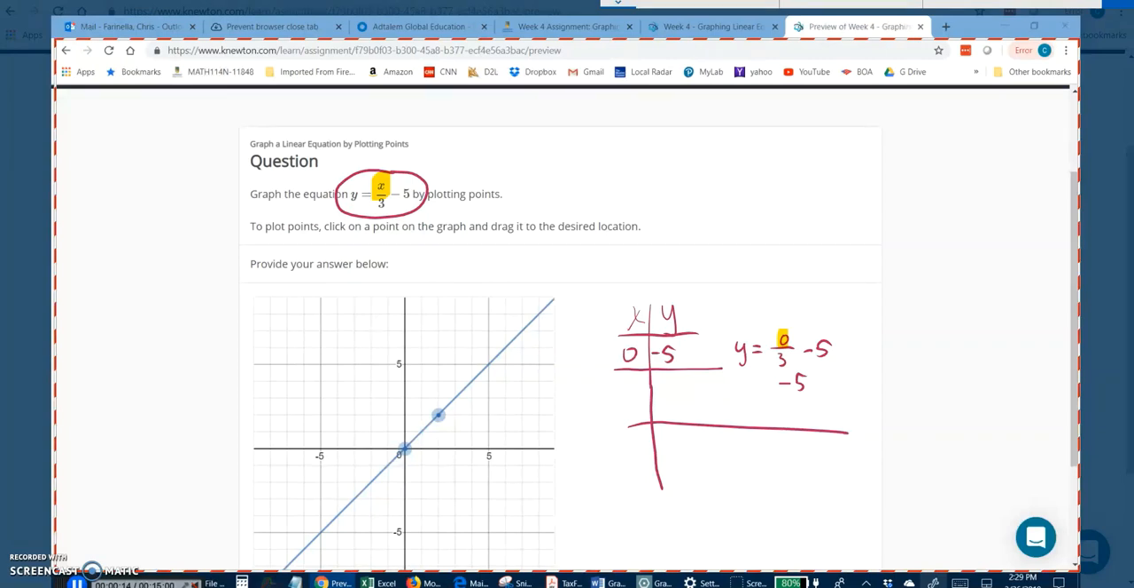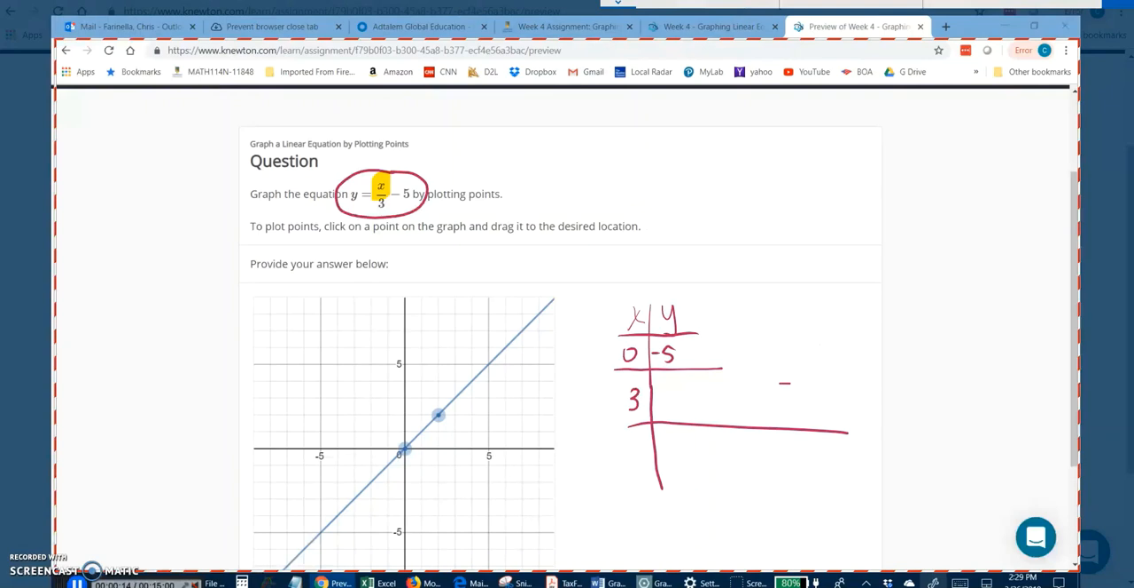To get a second point, we could plug in x equal 1, but I don't want to deal with fractions. I would end up with 1/3. So let's plug in a value of x that will make the fraction go away. What will work there is if we let x equal 3. So let's plug in 3 for x.